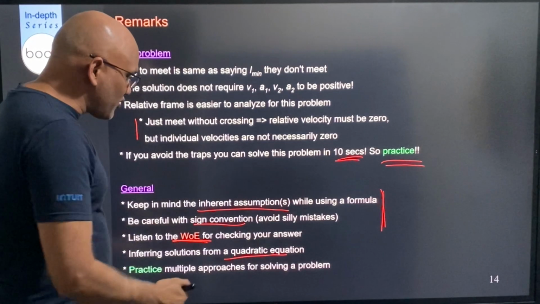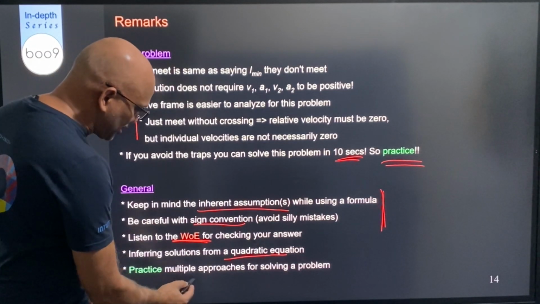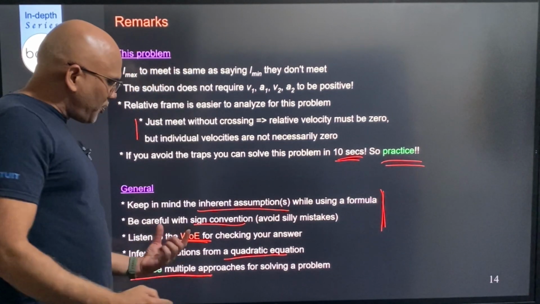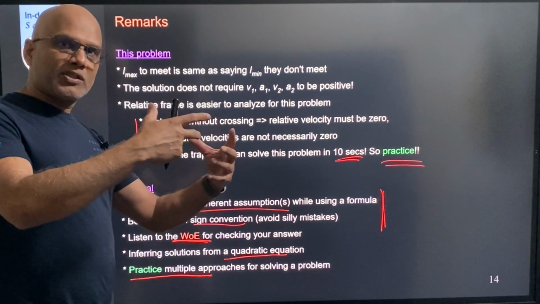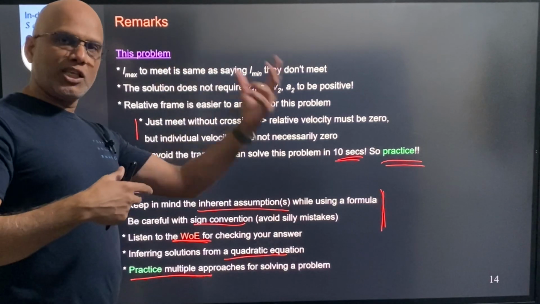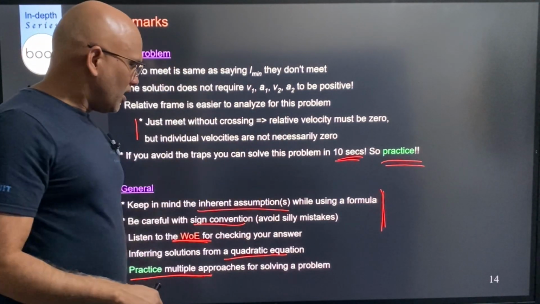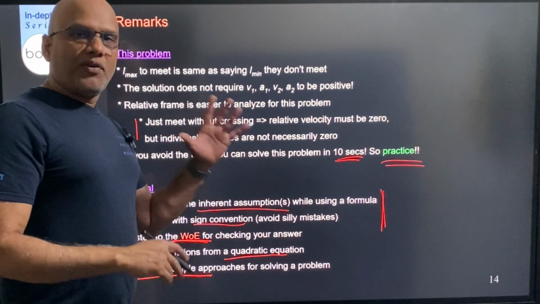And for that, it is really important to practice multiple approaches. And actually, if you practice multiple approaches under time pressure, it will be more likely that you will remember the best approach. All right, so that is it for this problem.